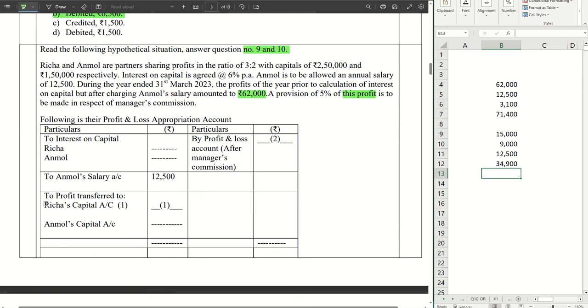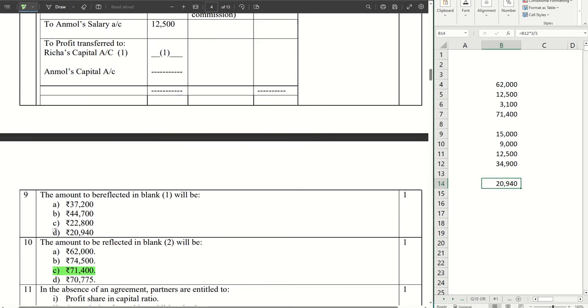We are required to calculate Richa's share of profit. Richa's share is 3 out of 5, so 3 by 5. Richa's share will be 34,900 into 3 by 5, which is 20,940. So option D is the correct answer for number 9.